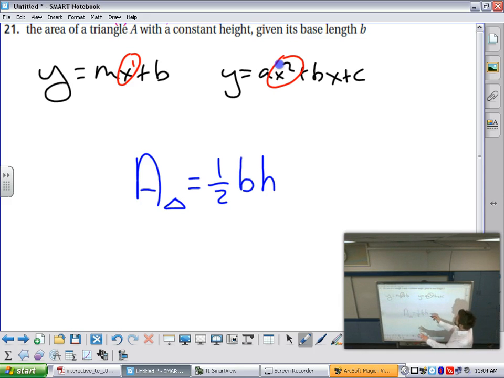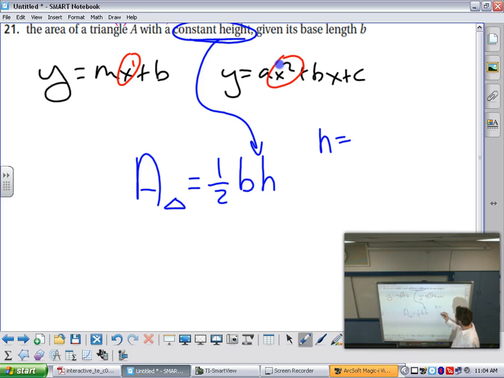Which is why they say a constant height. So they're like, hey, plug in something for height. Do they tell you what? No, they don't tell you what. Just as an example, I'm going to make up a value for height. Let's make our triangle be 5. Okay, 5 units tall. It doesn't matter as long as we pick a number and hold it constant, because that's what they say. Well, that would of course look like this.